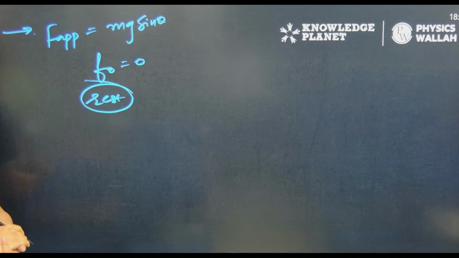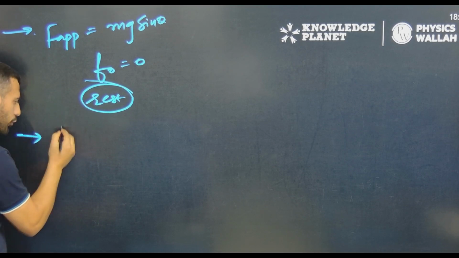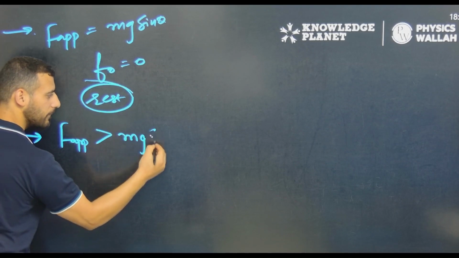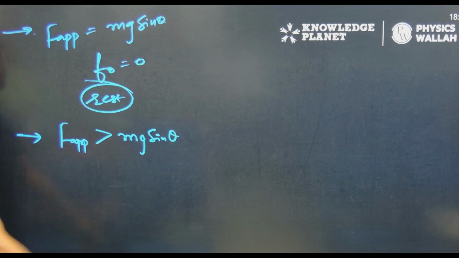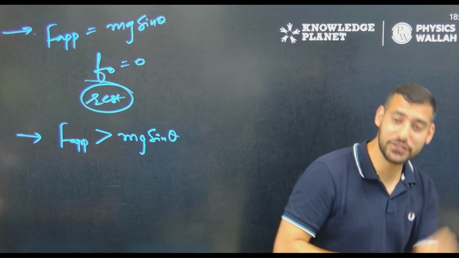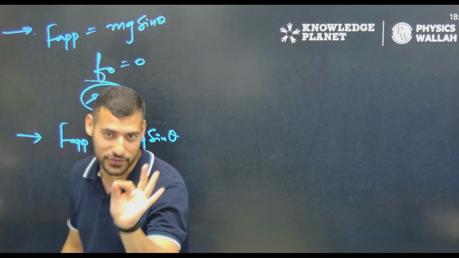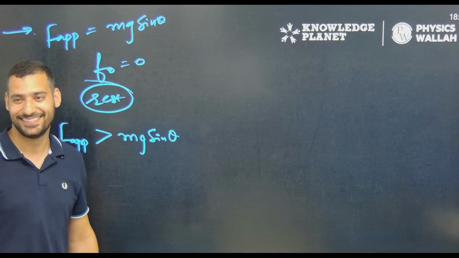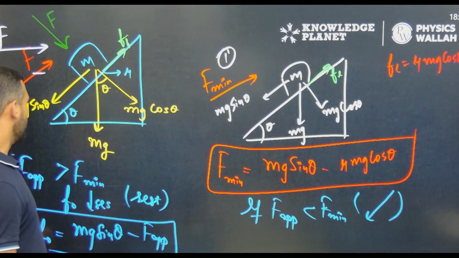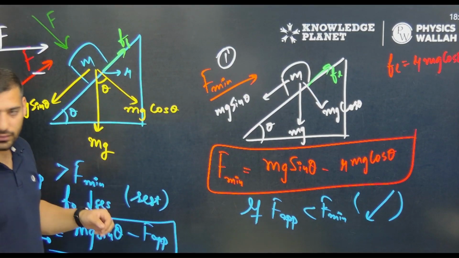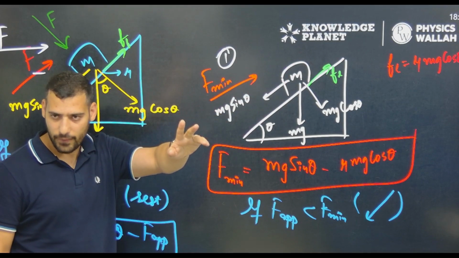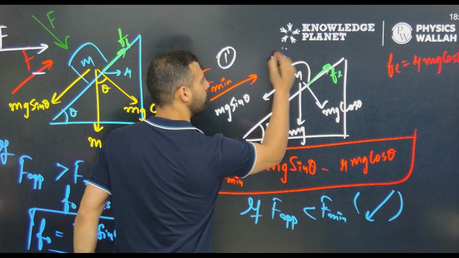Now the question is, if the applied force is more than mg sin theta, what will happen? Will the block go up? No. The force of friction will reverse its direction. Understand friction, please. See what is happening. You are increasing the force. What was the maximum value of mg sin theta? 10 newtons. It was 10 newtons, for example.